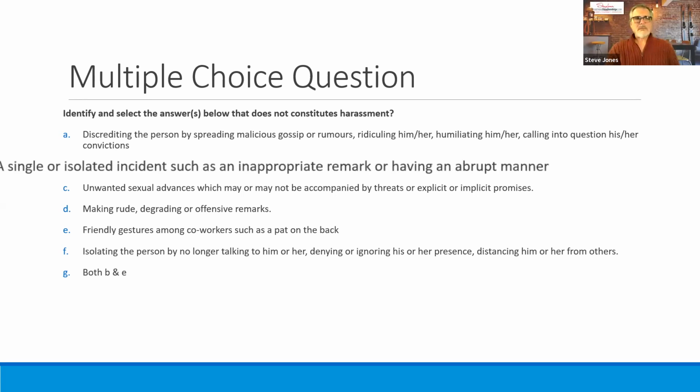So it says a single isolated incident, such as an inappropriate remark or having an abrupt manner, is not considered harassment. Friendly gestures among coworkers, such as a pat on the back, one incident, not considered harassment. So I've given you some examples of how you could make rude, degrading, or offensive remarks become harassment.